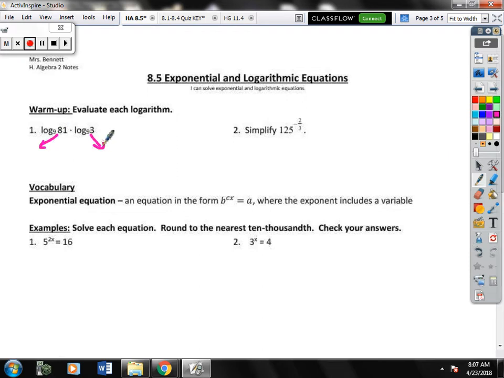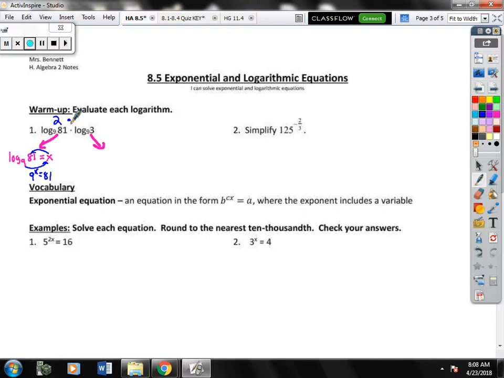So for example, log base 9 of 81, remember we would set that equal to x, changed to exponential, so this would become 9 to the x power equals 81. And then you have to think, 9 to what power gets me 81, and that would be 2. So that logarithm is equal to 2.